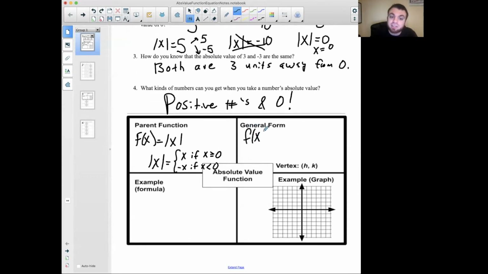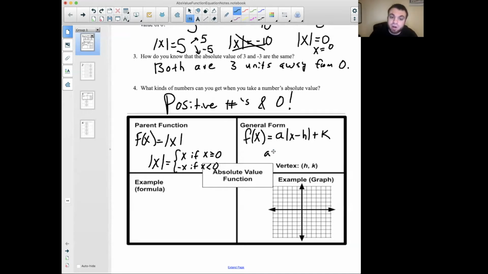And this is going to have some things we might have seen before. f(x) is equal to a times the absolute value of x minus h, plus k. And the significance of (h, k) is that (h, k) is what we call the vertex. And the vertex represents the highest or lowest point, depending on what a is.